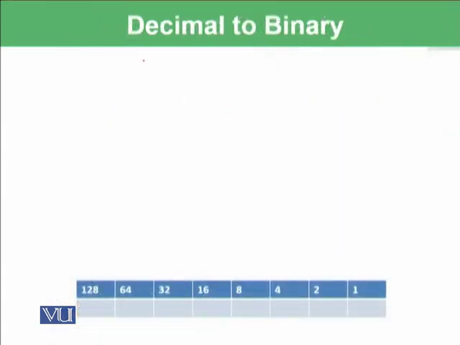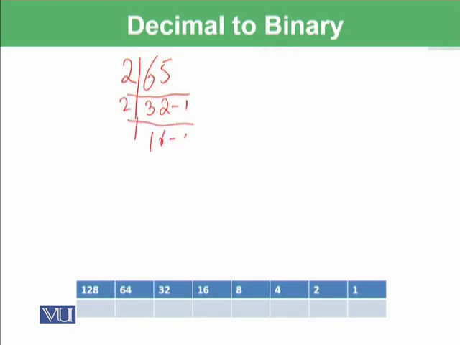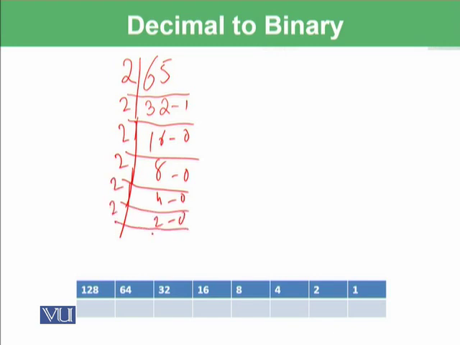So we have 65. Divide it by 2, because it's a binary division. 2 threes are 6, 2 twos are 4, so we remain with 1. Then 16, remainder 0, 8, 0, 4, 0, 2 twos are 4, 0, and 2 ones are 2, 0. And then you need to write from bottom to top.